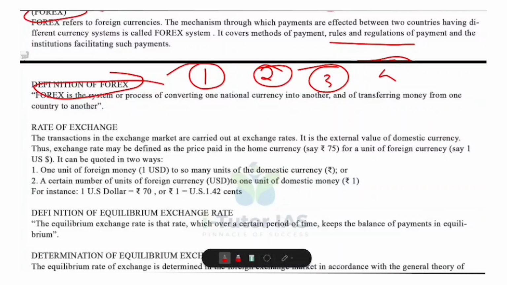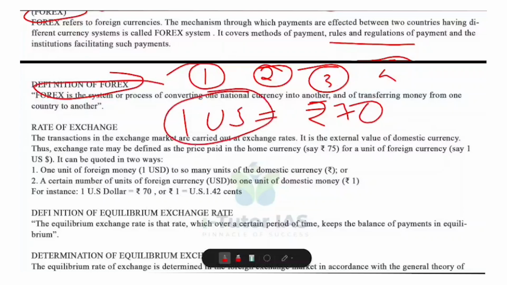Now, do you know what is meant by rate of exchange? What is rate of exchange? So let's understand the definition for rate of exchange. Rate of exchange or exchange rate is the external value of a domestic currency. It shows how much of the domestic currency is needed to buy 1 unit of foreign currency. For example, 1 US dollar is equal to rupees 70. What does this mean? It means to buy 1 US dollar, you need to pay 70 Indian rupees.